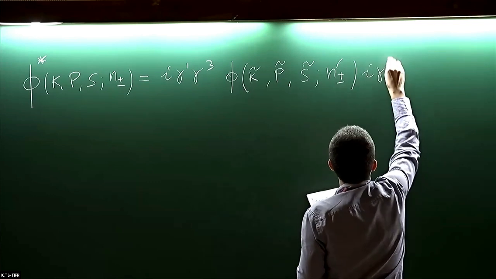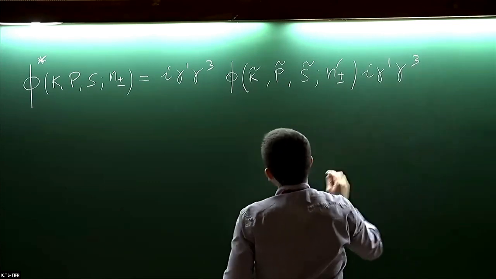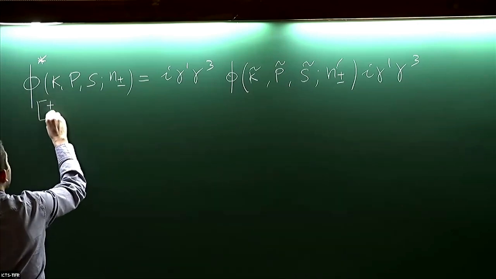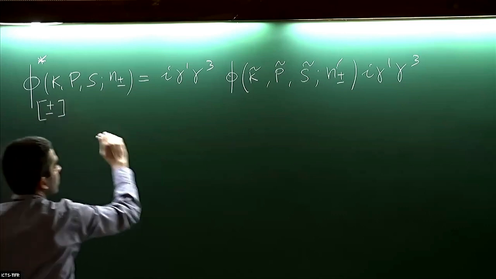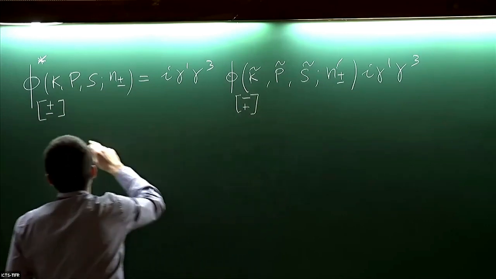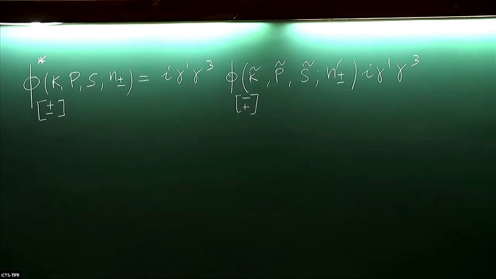And you have I, gamma 1, gamma 3. And on top of this, let's add the gauge link dependence. So plus goes into minus, and minus goes into plus. So this is what happens under time reversal.